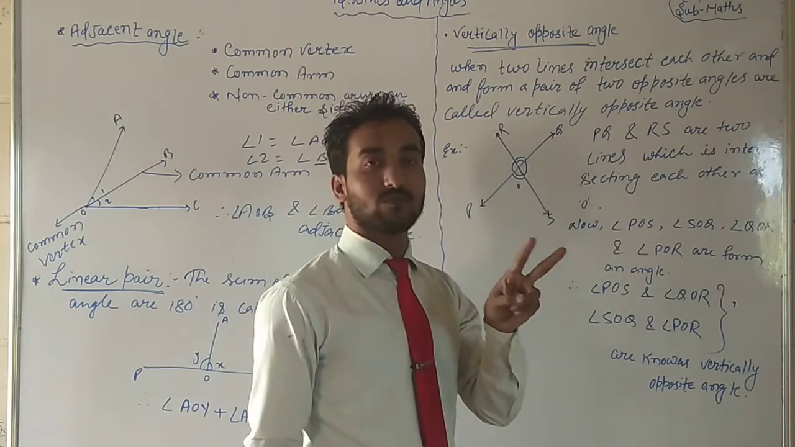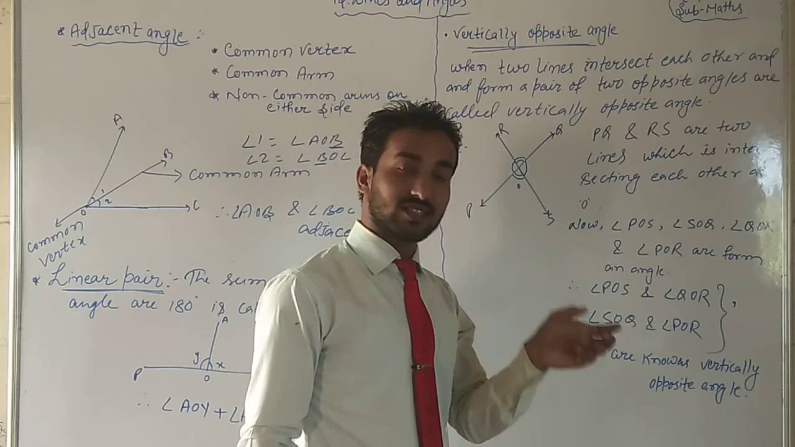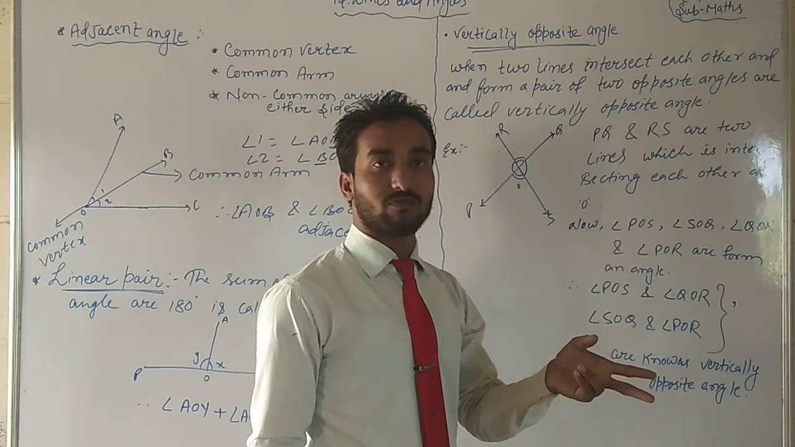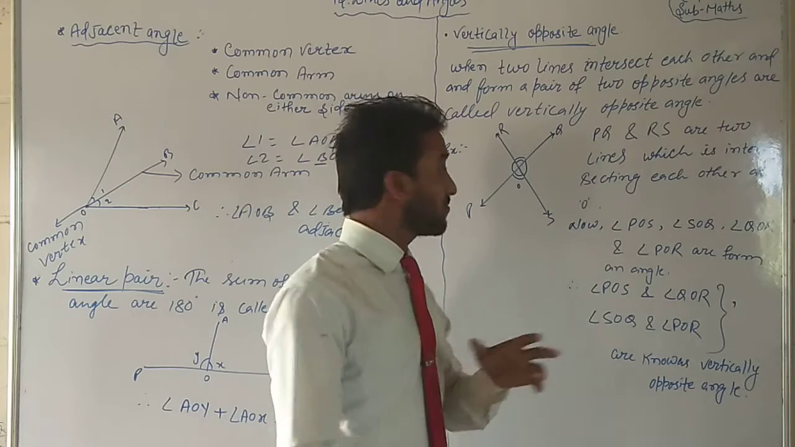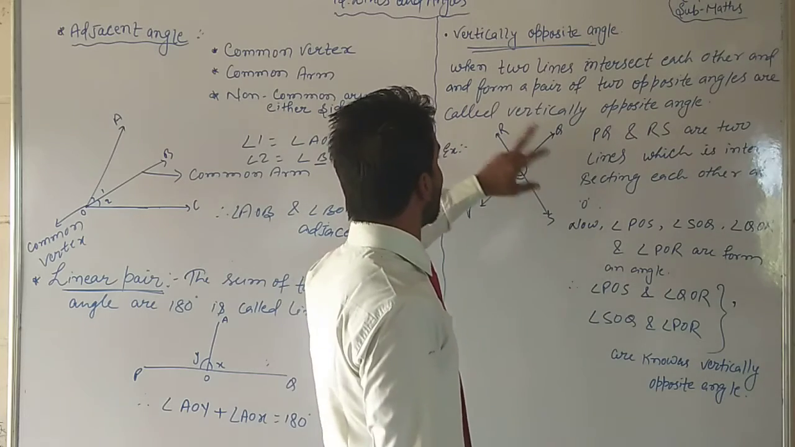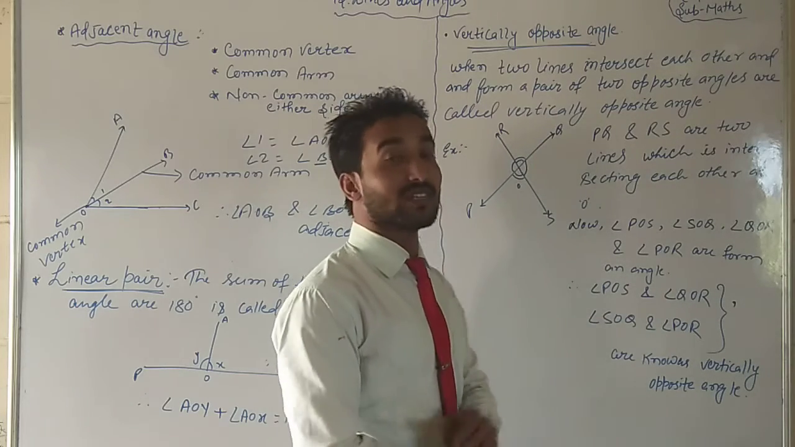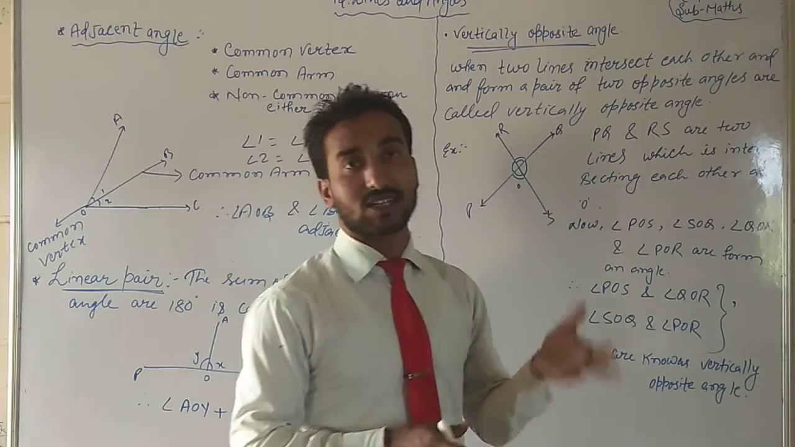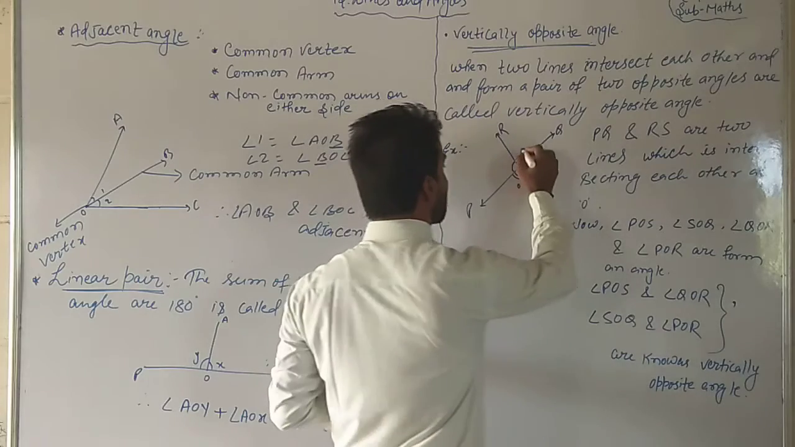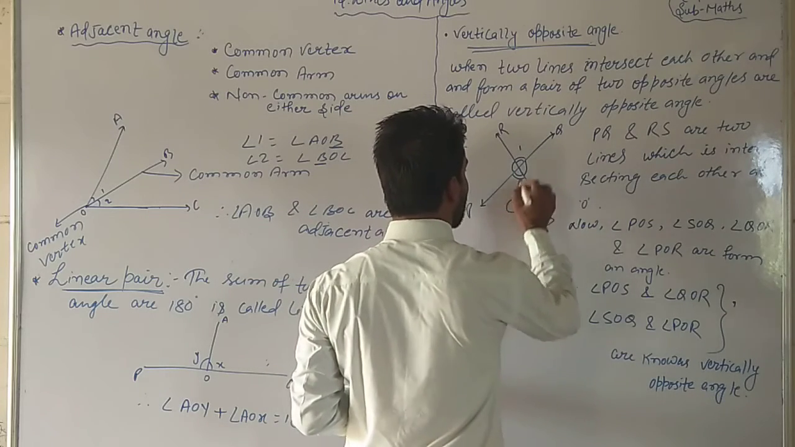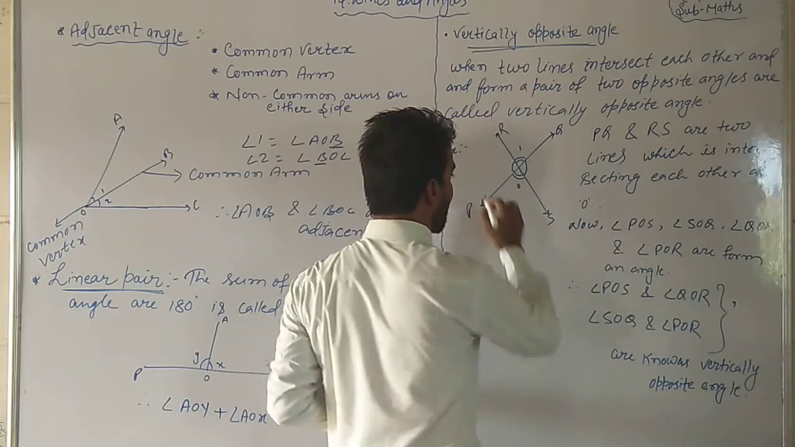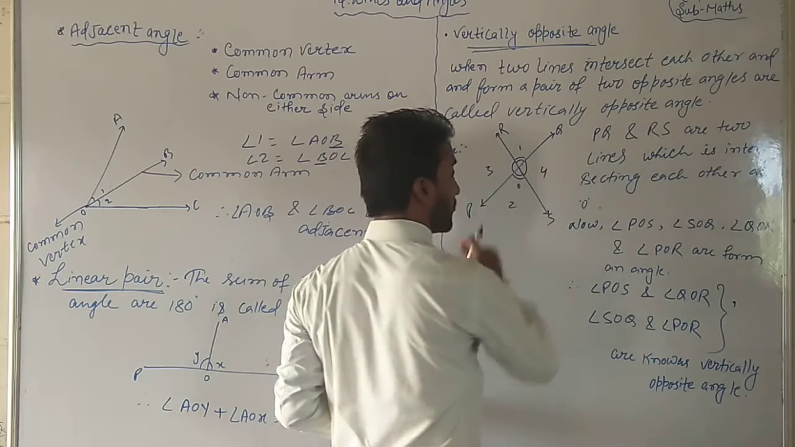When two lines pass through each other and intersect at the same point, four angles will be formed. See, 1, 2, 3, 4. That makes four angles, and these are called vertically opposite angles. If I talk about vertically opposite angles, it means this and this are vertically opposite. Angle 1 and angle 2 are vertically opposite angles. Angle 3 and angle 4 are also vertically opposite angles.